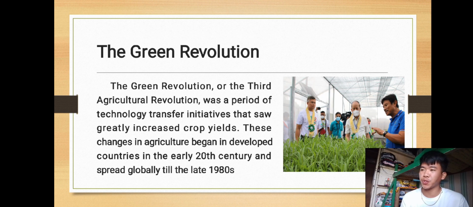Next is the green revolution. The green revolution, or the third agricultural revolution, was a period of technology transfer initiatives that saw greatly increased yield. These changes in agriculture began to develop in countries in the early 20th century and spread globally till the 1980s. So mo na siya kanang murag ato ang ginapa-improve ang usa ka tanom. This is the green revolution.